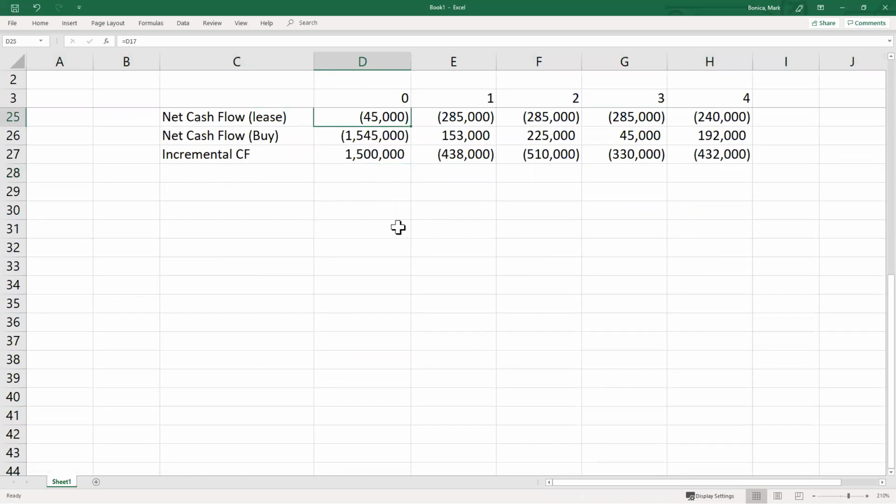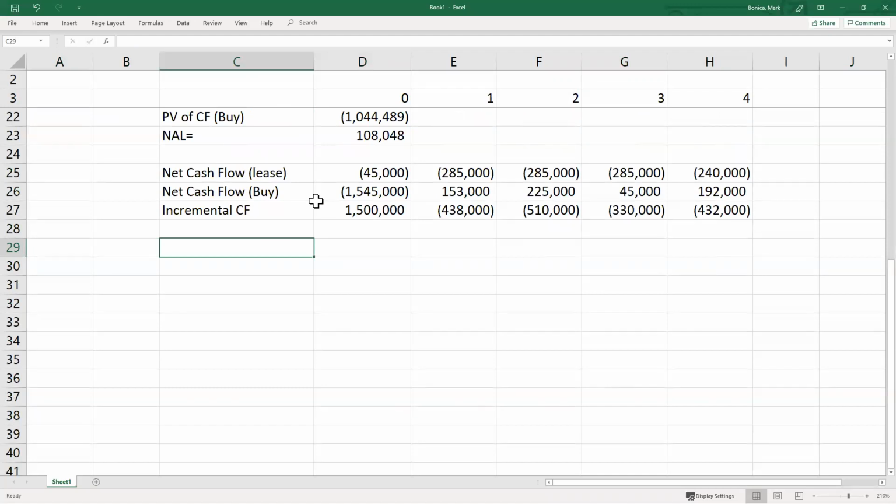So at time 0, if we did the leasing option, we would spend $45,000. If we do the buy option, we would spend $1.5 million. So the net benefit of leasing is we would save $1.5 million. Then in year 1, we would have a cost of leasing of $285,000, but we would have a savings of $153,000. So effectively, by leasing, we would lose $438,000 in year 1. We would lose $510,000 in year 2, and so on down and out. So now we have those incremental cash flows.